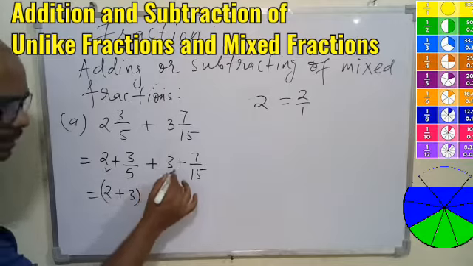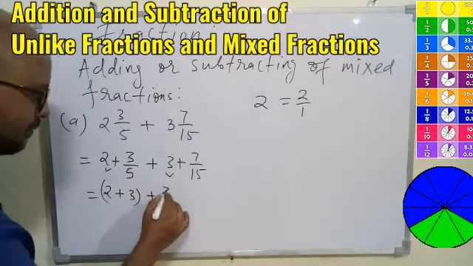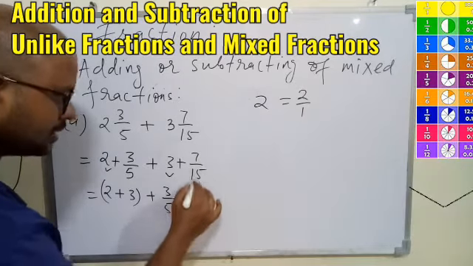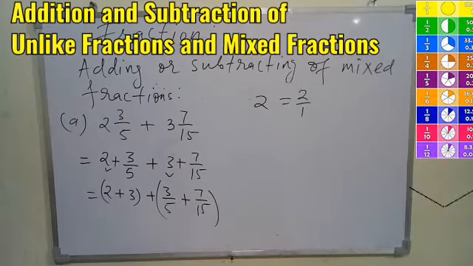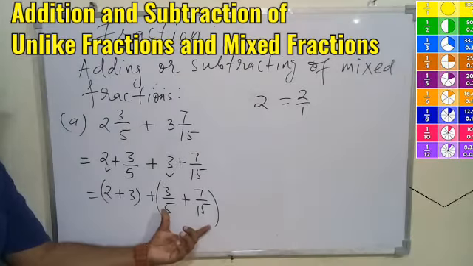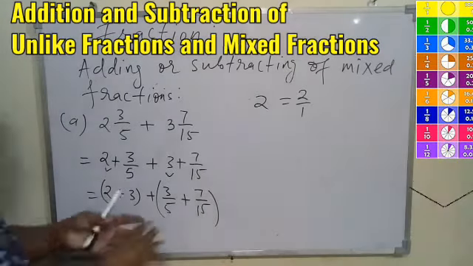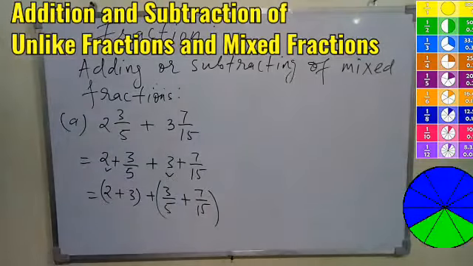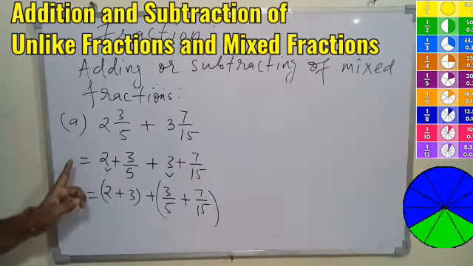So this and this I have taken one side. Now plus 3 by 5 plus 7 by 15. So we'll do them separately. So here we can add directly. For this we'll do the same thing that we did now, and then we'll add it together and see what answer we get. Okay. So I hope you understood till now. What we have done, we just separated 2 and 3.